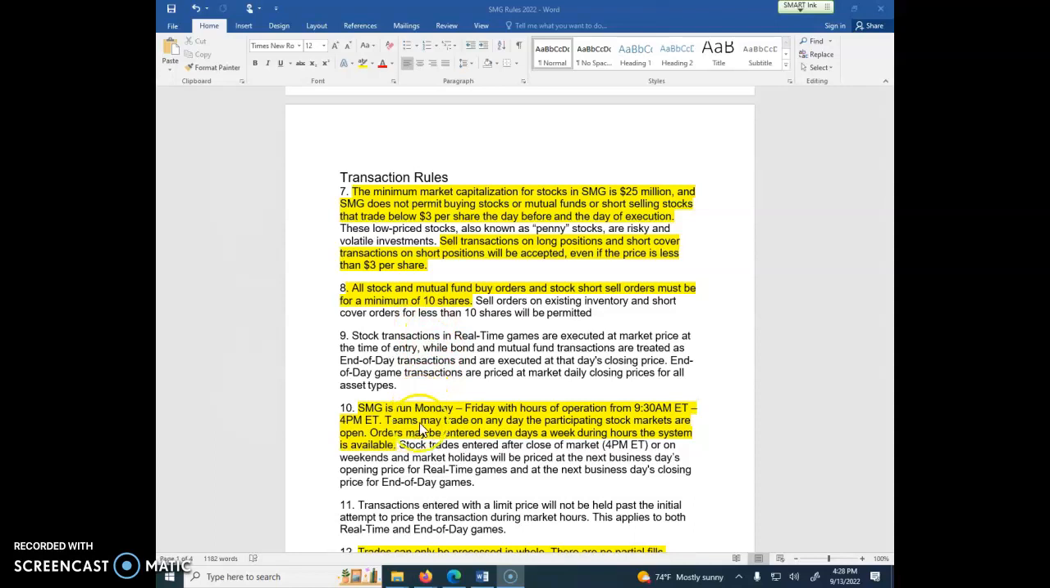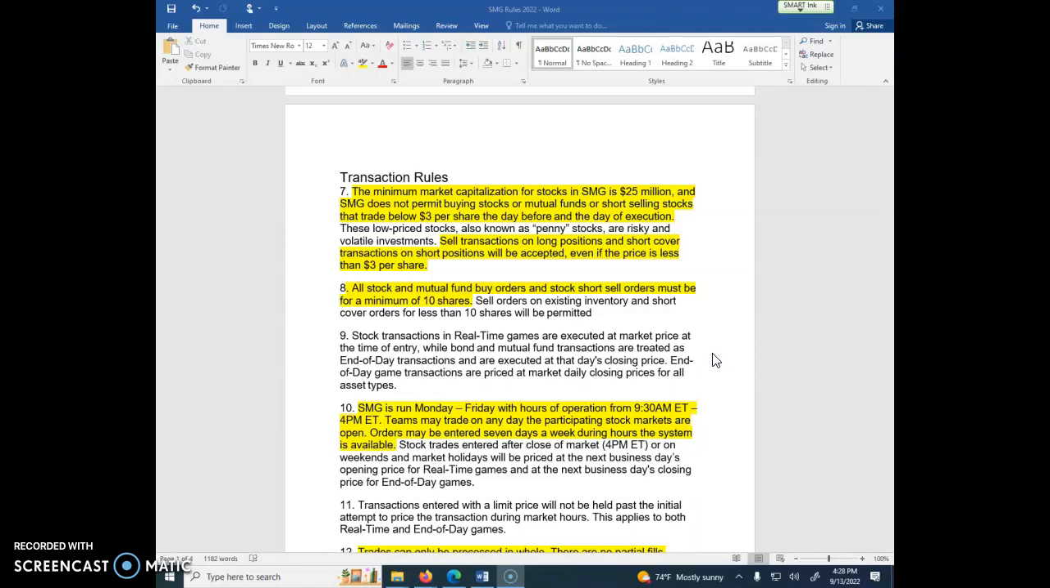However, look on, teams may trade on any day that the markets are open, and orders may be entered 7 days a week during the hours that the system is available. Now that means that you can place an order on Saturday if you want, or on Sunday if the system is up. Now what this means is that the system won't actually execute an order that's placed in the middle of the night, but you can still place an order in the middle of the night, and then the system will execute that order the next day when the stock market game system is up and running.